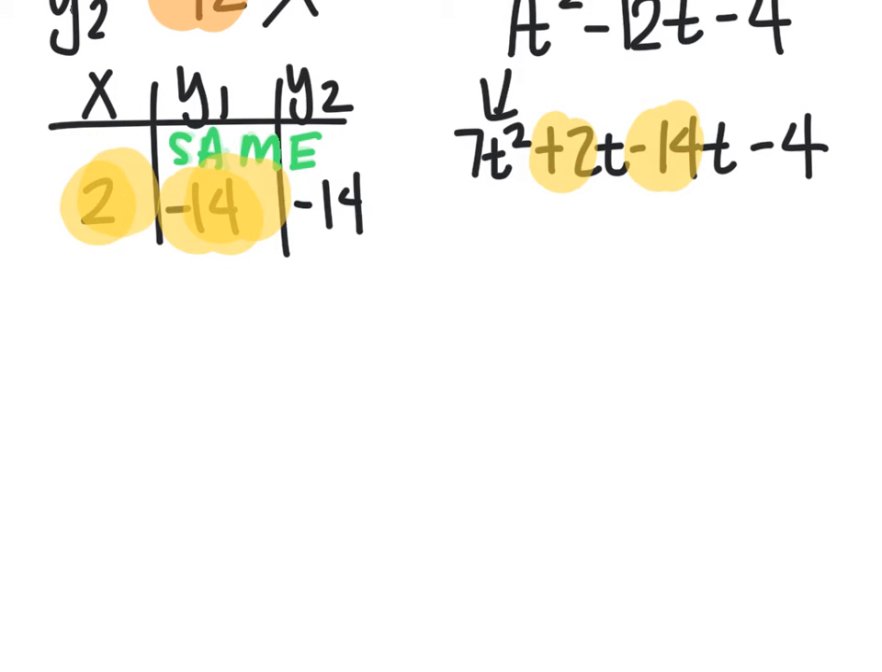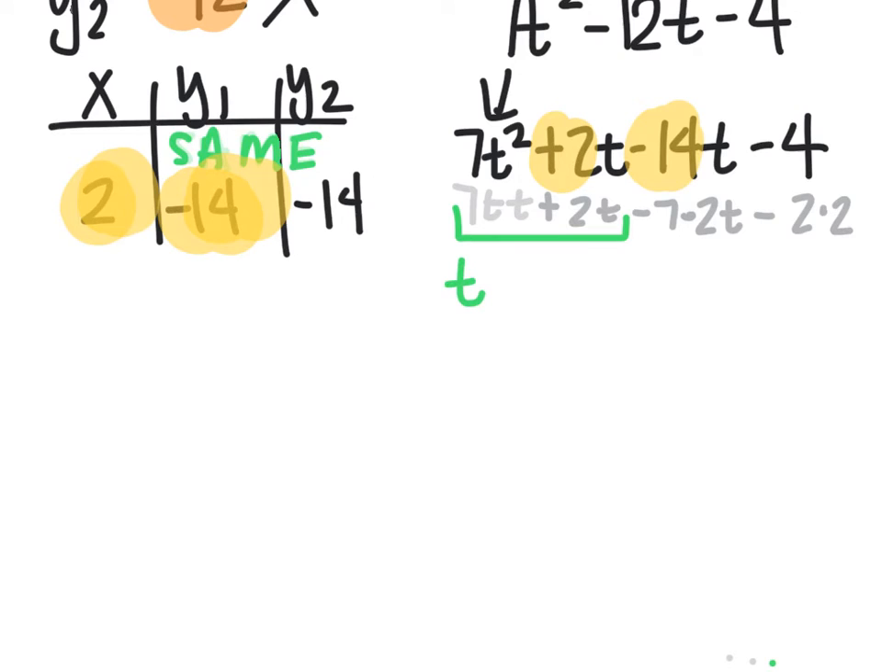So I'm going to break this problem down. 7t squared is going to be 7 times t times t, and 2t is plus 2t, because I can't break that down. And 14t is going to be 7 times 2t, and then minus 4 is 2 times 2. So again, I'm looking for what they have in common. I'm going to group them together. I want to look at these two pieces first. Well, they both have a t in there. So I take that t out, and I'm left with 7t plus 2.